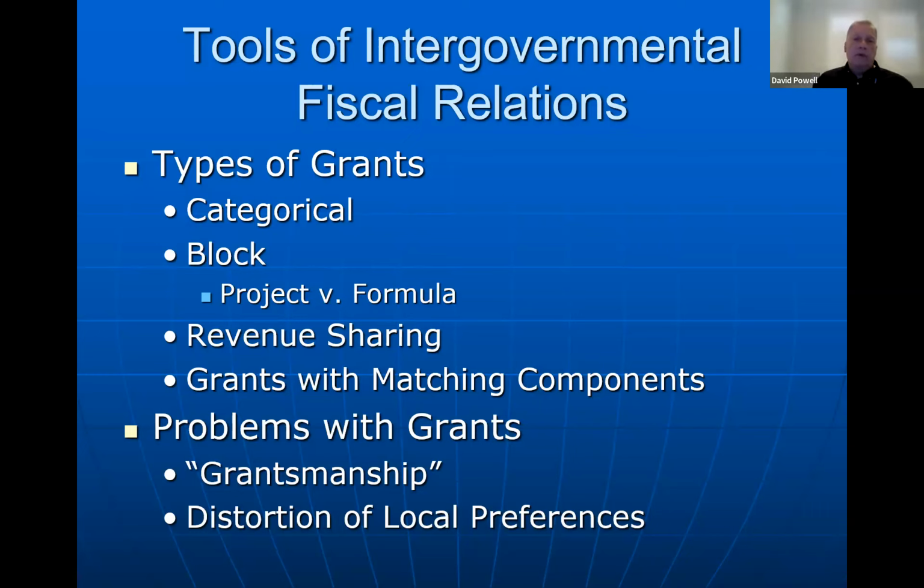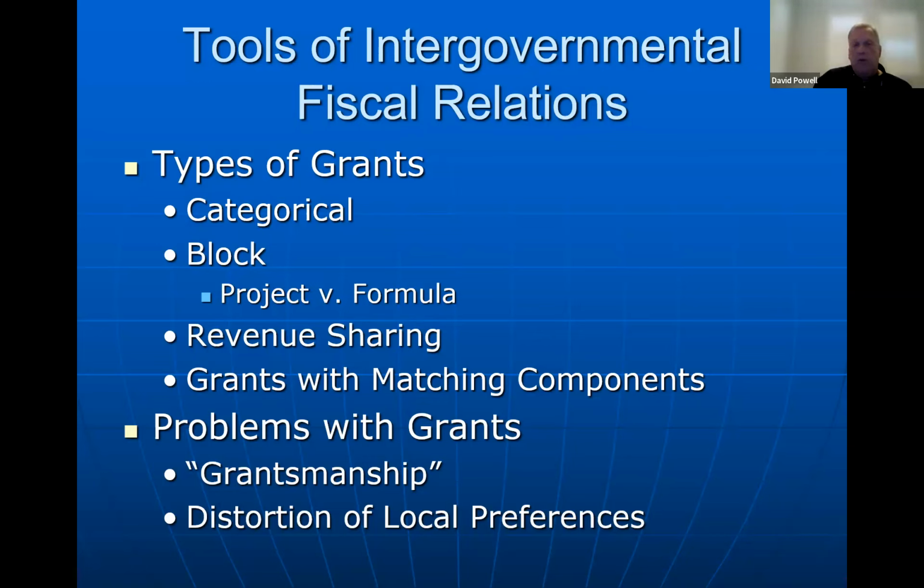Whether governments are using categorical or block grants, this grant money can be distributed in a couple of different ways. Sometimes grant money can be distributed in terms of what's called a project type of grant. A project grant is a grant in which governments will compete for that grant program. So the national government will put out a request for grant proposals. And they'll say, here is a grant that we have for this purpose. And then we'll invite state and local governments to apply for this grant.